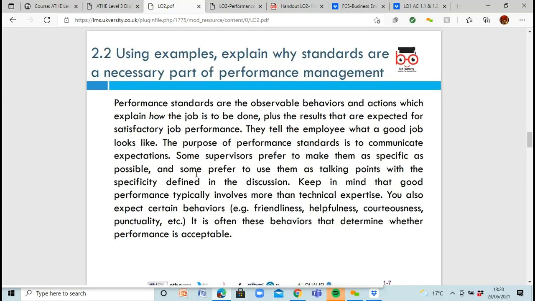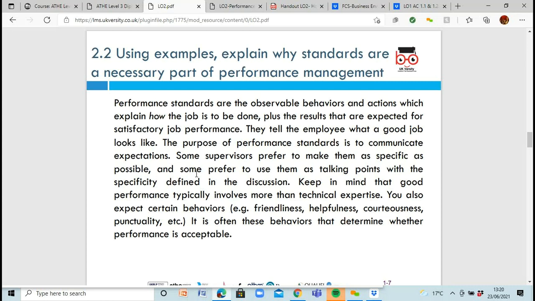So using examples, explain why standards are a necessary part of performance management. In a work environment, regardless of where you work, you're going to have performance standards. So if you're working in retail, there's a particular way that you talk to your customers, that you're not shouting at them, or looking down at them, or ignoring them. There are certain things that you are allowed to do and not allowed to do.